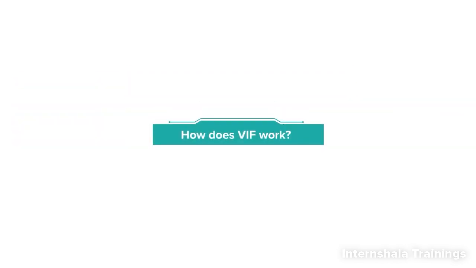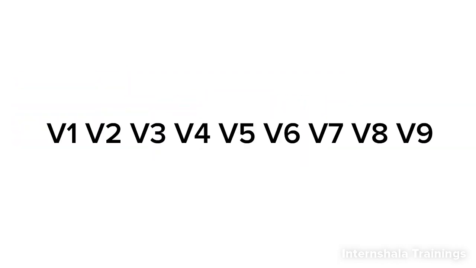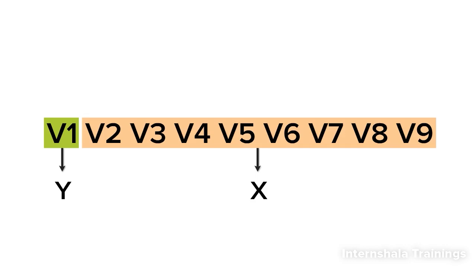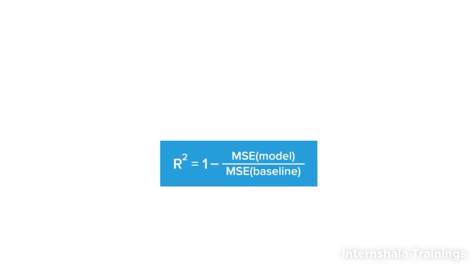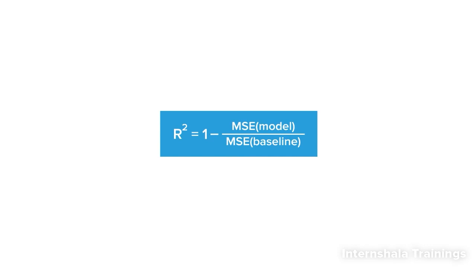Let's see how VIF actually works. For that, consider that we have 9 independent variables in our dataset as shown on the screen. Now, to calculate the VIF of variable v1 with respect to all the other variables, we will consider v1 as the dependent variable and all the other variables as independent variables. Now, we try to predict the dependent variable v1 with a regression model using all other remaining variables as independent variables and calculate the corresponding R-square score.